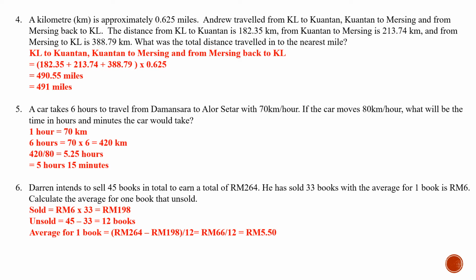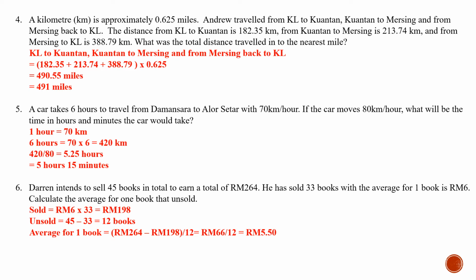Alright. A kilometer is approximately 0.625 miles. So they have given you a conversion here. Okay? Andrew traveled from KL to Kuantan, Kuantan to Mersing, and from Mersing back to KL. So if I were you, normally write down the information given to you in the question. So if you look down there, I've extracted it out for you. You should always do the same. KL to Kuantan, Kuantan to Mersing, and Mersing back to KL. If you would like to use arrows, you could do that too.